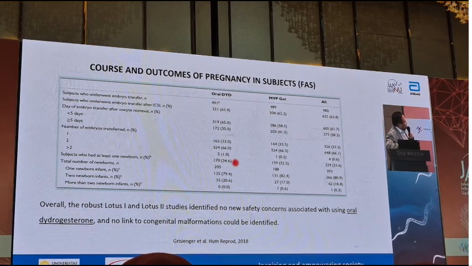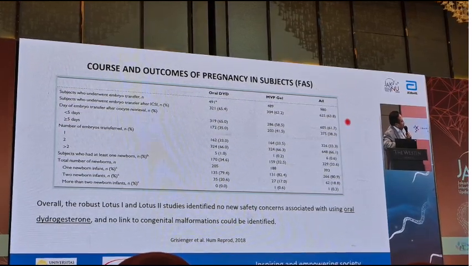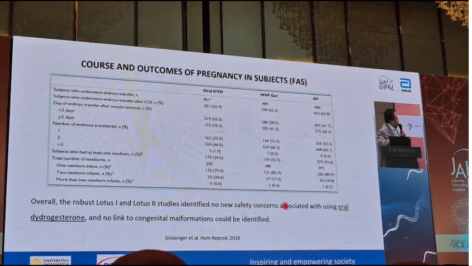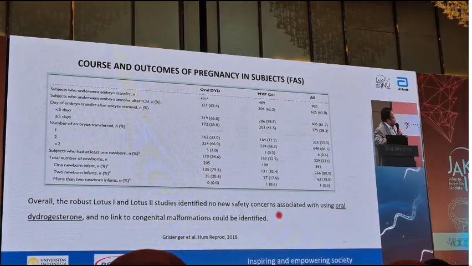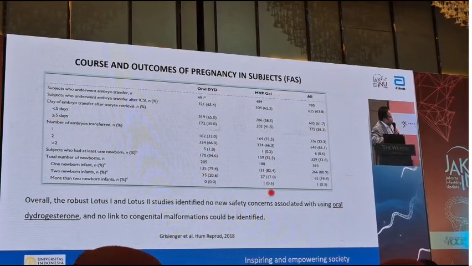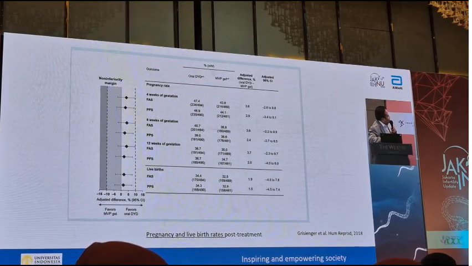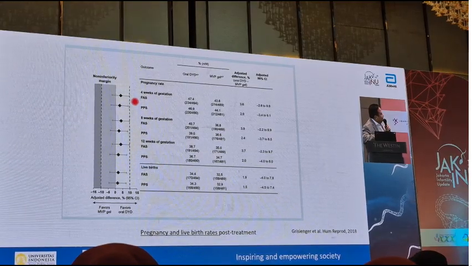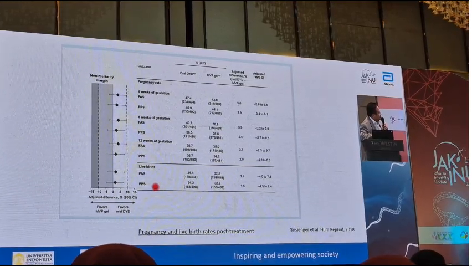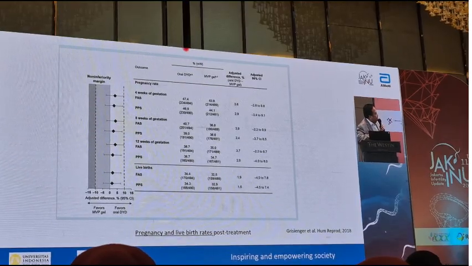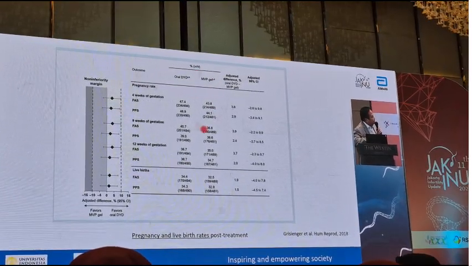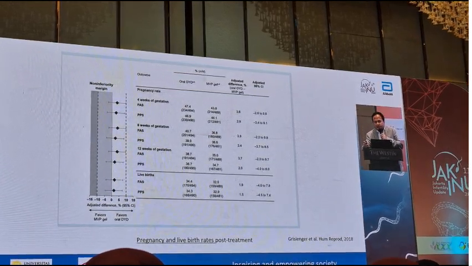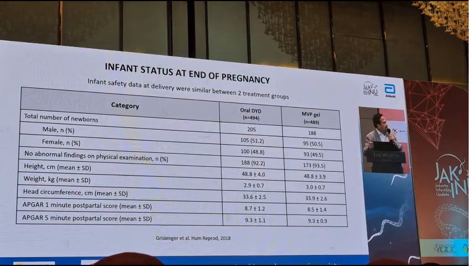There is no difference in pregnancy outcome. The number of subjects was also 980. No difference in the number of embryos transferred, and also in Lotus 2 there is no issue in terms of neonatal safety. Again, pregnancy and live birth rate post-treatment. This is at 12 weeks. No difference at 4 weeks, 8 weeks, and 12 weeks gestational, and also live birth rate between oral dydrogesterone and micronized vaginal progesterone gel. So again, this is non-inferiority of dydrogesterone compared to micronized vaginal progesterone gel.